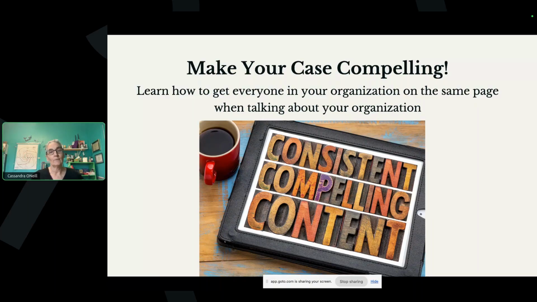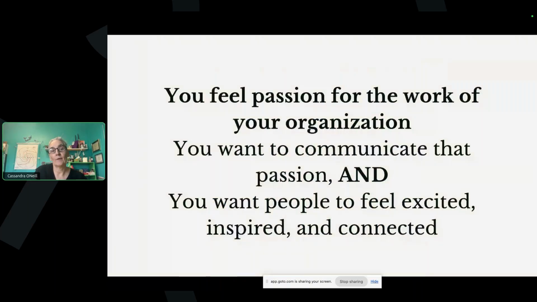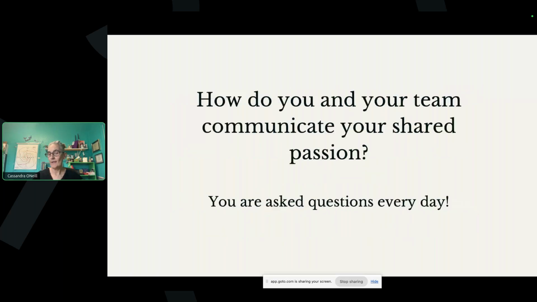A bottom line assumption I'm making is that people in the nonprofit sector feel passionate about the work of your organization, and that you want to communicate that, and that you want people to genuinely feel excited and inspired and connected. So when you think about the questions that you get asked every day, how do you use those opportunities to communicate your shared passion? Oftentimes, it's not the ideal.